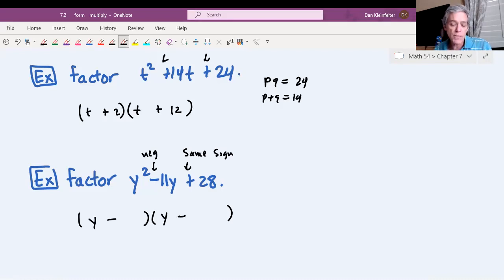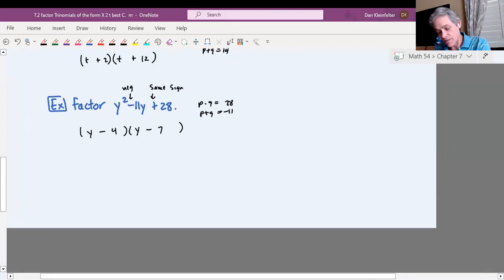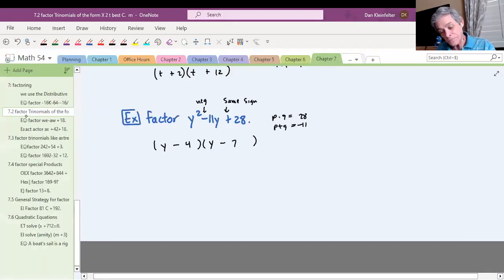Okay, we're looking for two numbers that multiply to 28 and add to negative 11. We'll call them P and Q. P times Q is 28. P plus Q is negative 11. So that'll be negative 4 and negative 7. Y minus 4 times y minus 7. Once again, remember that anytime you're factoring, you can multiply to double check your work. Okay, we have just a few more examples.